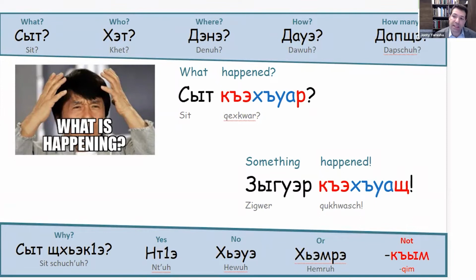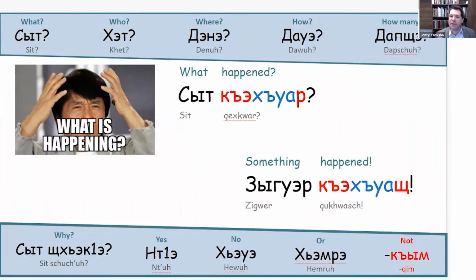There's a couple of ways to say existence or occasion. Shatin is one of them. It exists. There's no real verb for to be. Shatin means that something exists. Khun means something has come into existence or it has happened. So really right here, we're just saying, sitqa khwar, what is it that happened?